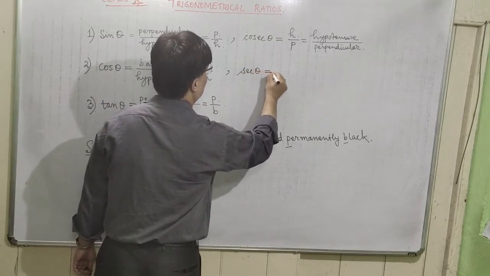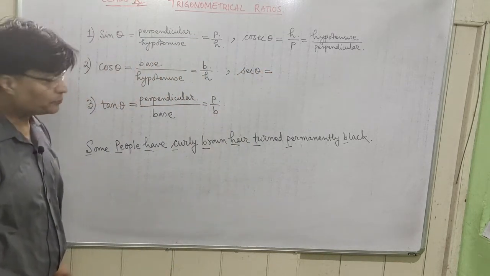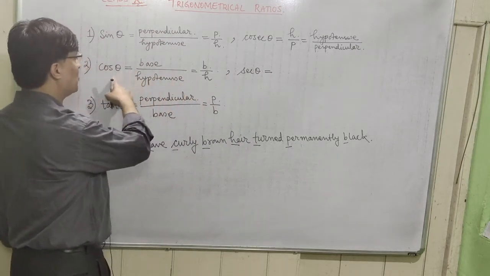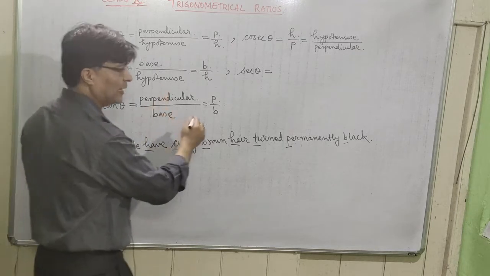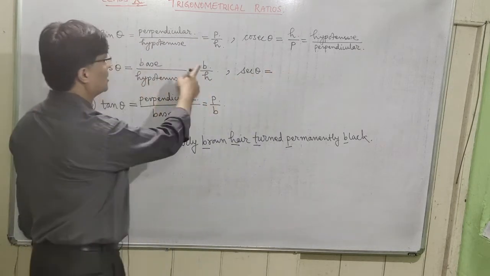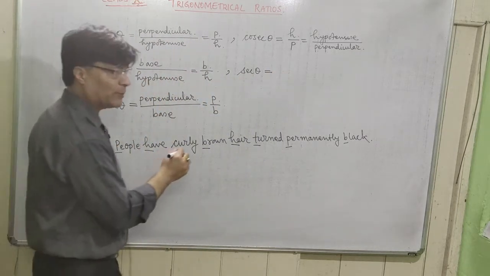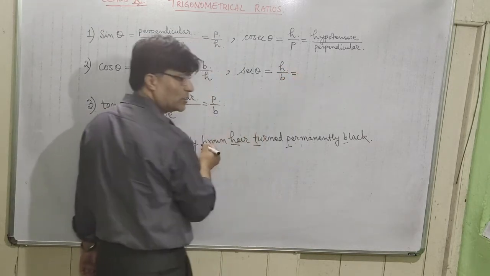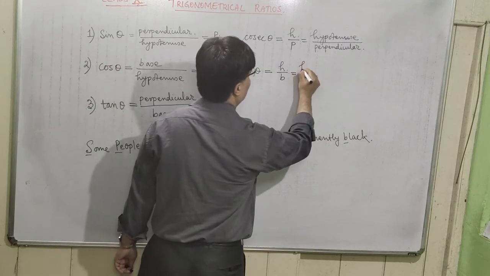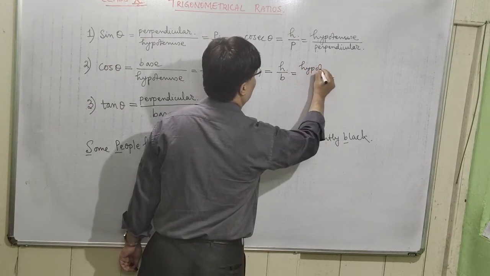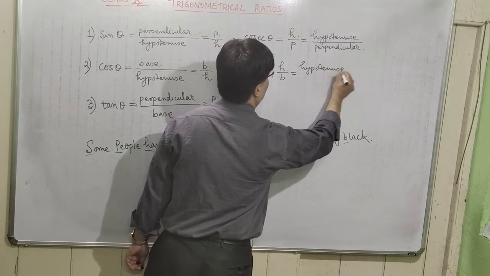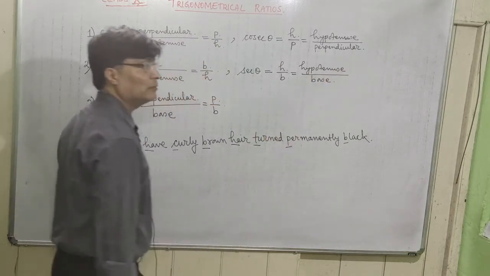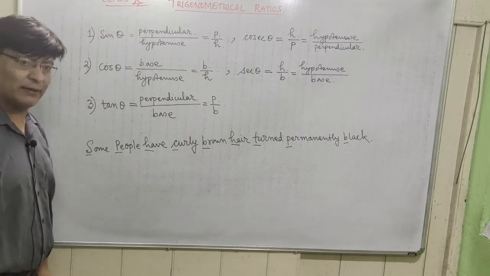Then the opposite trigonometrical ratio of cos theta is sec theta. Sec theta is just the opposite of cos theta, that means h by b. If cos theta is equal to b by h, what is sec theta? H by b. What is h here? This is hypotenuse divided by b. B is the base, right?